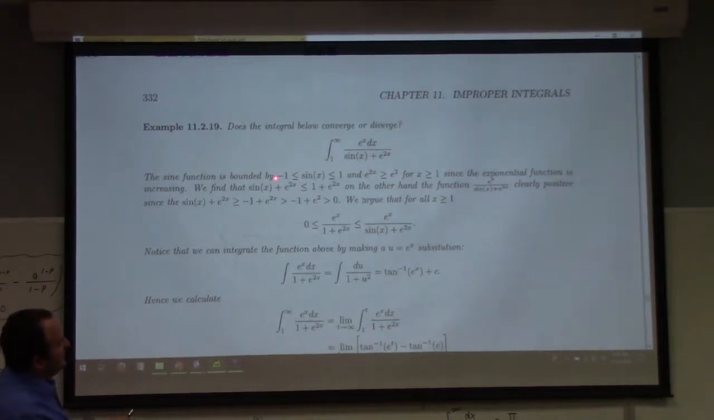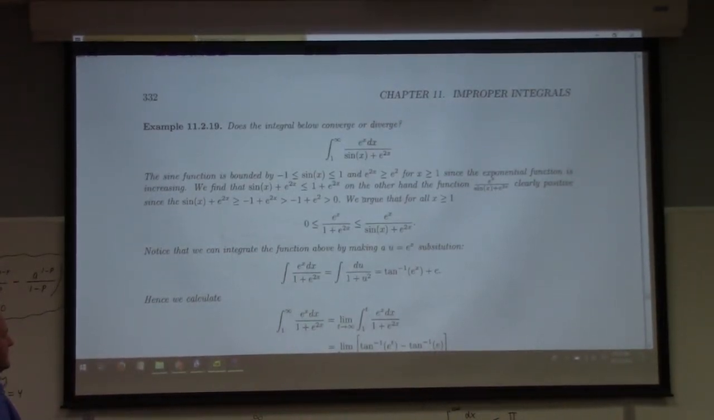So, of course, sine is bounded between -1 and 1, right? And also e to the 2x is greater than e squared for x greater than 1. So it follows then that sine of x plus e to the 2x is less than 1 plus e to the 2x. In other words, what I'm saying is that the denominator can be replaced with this larger quantity, right? And so that would mean that this e to the x over 1 plus e to the 2x, so I'm showing that the integral of a smaller thing converges. Does that help?